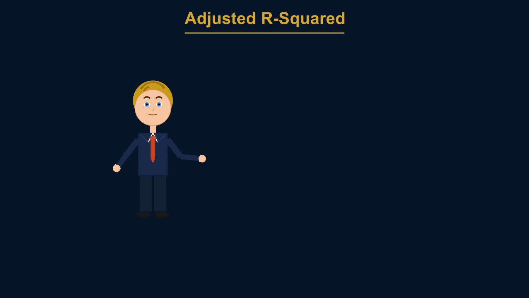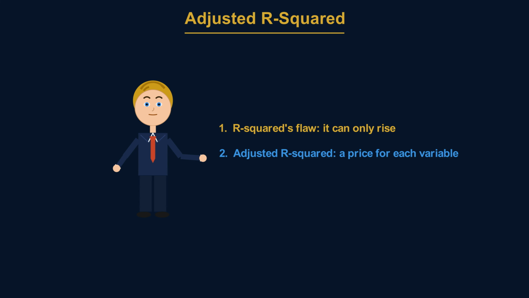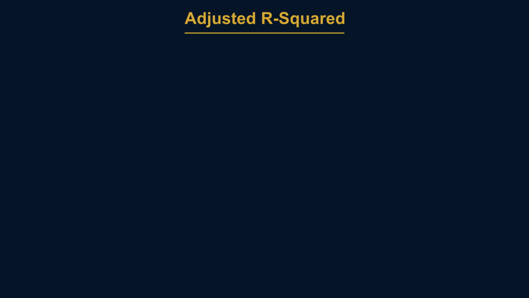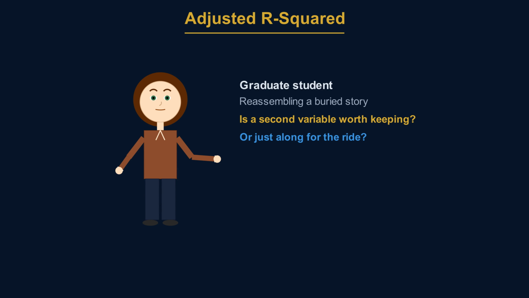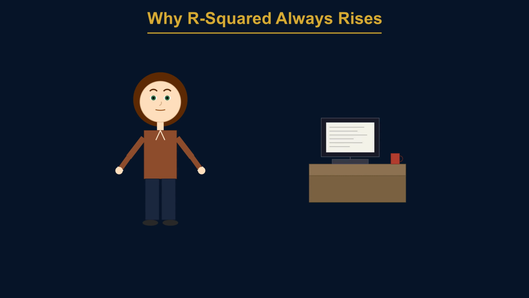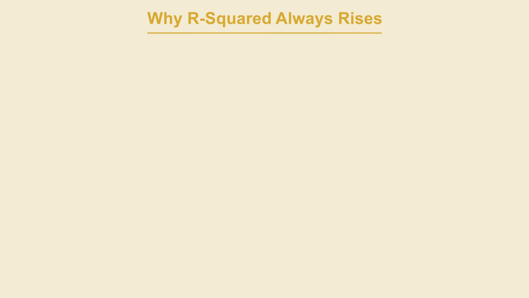Today we're going to be covering the adjusted R-squared. It's a fix for a real problem with the regular R-squared, one that shows up the moment you start adding variables to a model. We're following Margot, a graduate student trying to reassemble a story her family buried. Today she's deciding whether a second variable is worth keeping in a regression or whether it's just along for the ride. She turns to the next problem in her coursework.